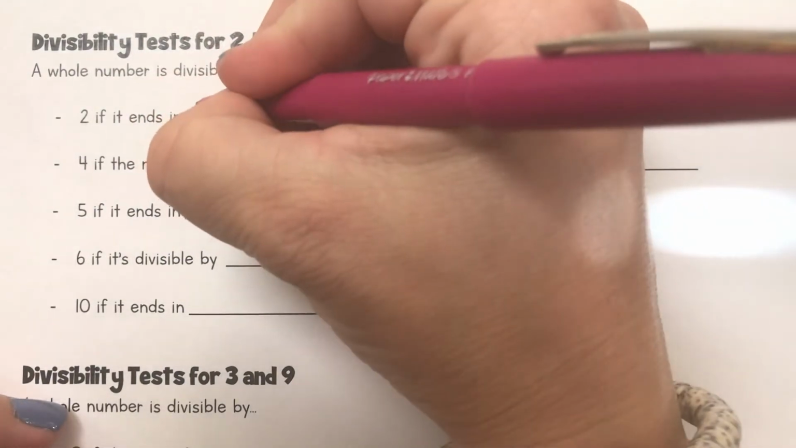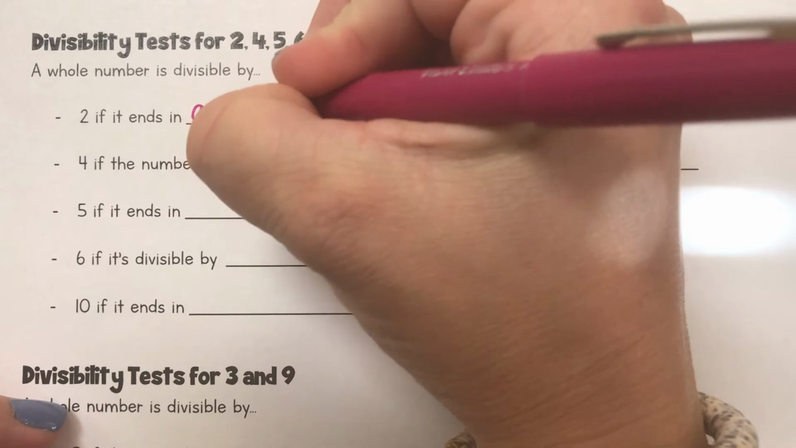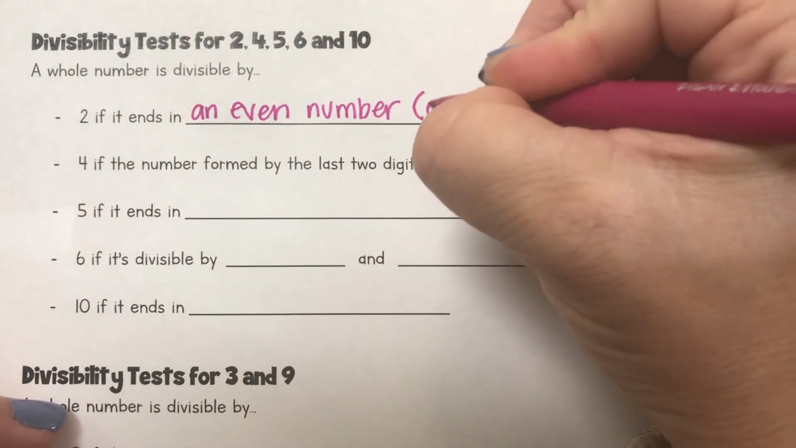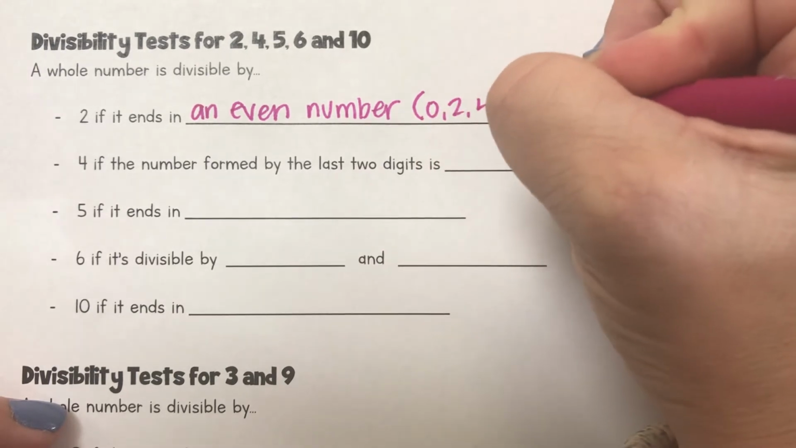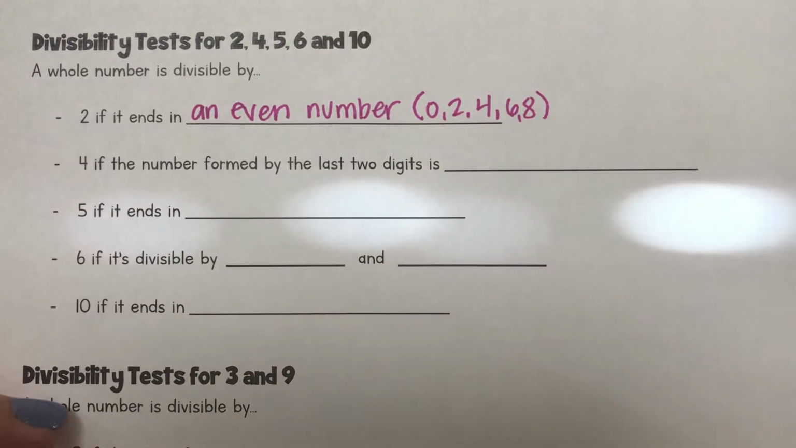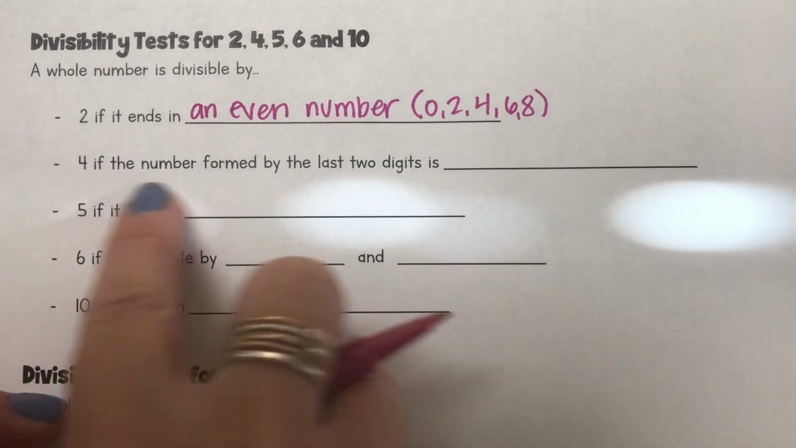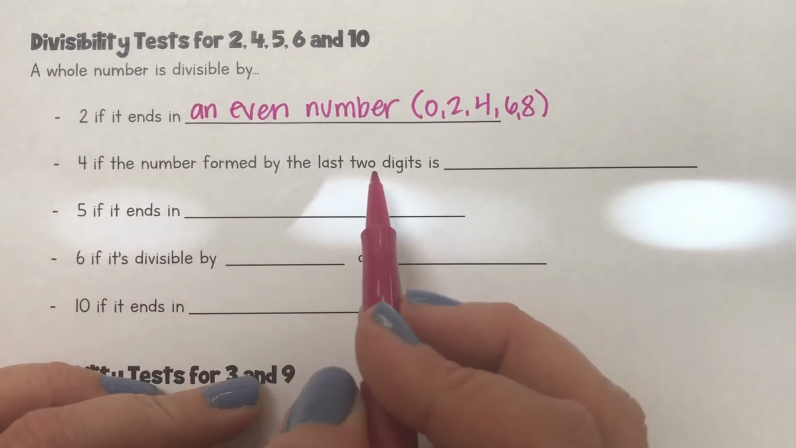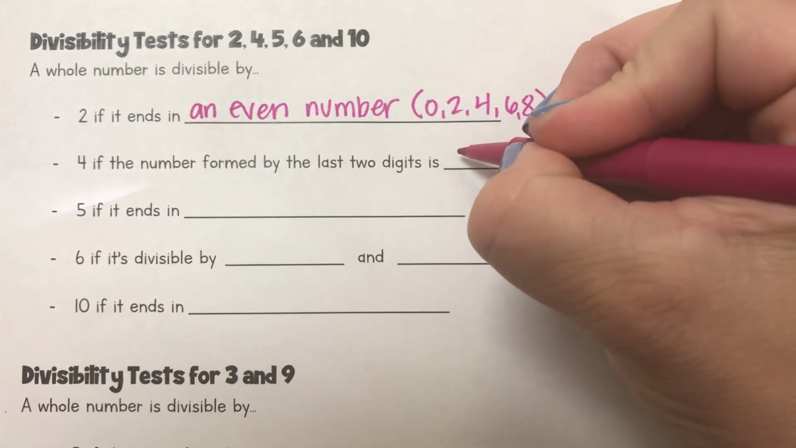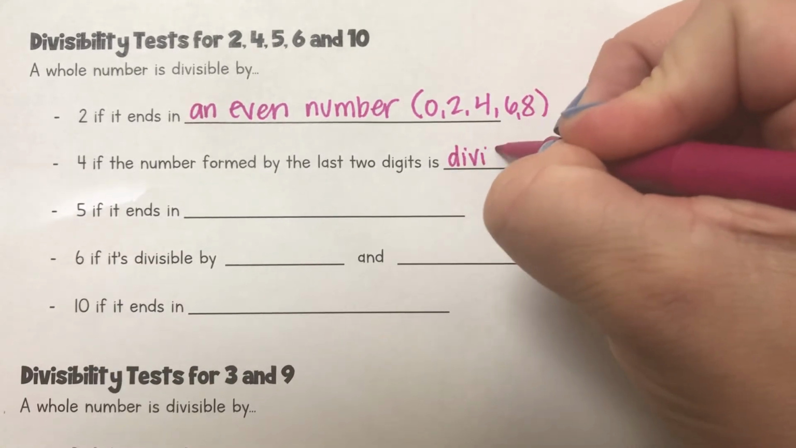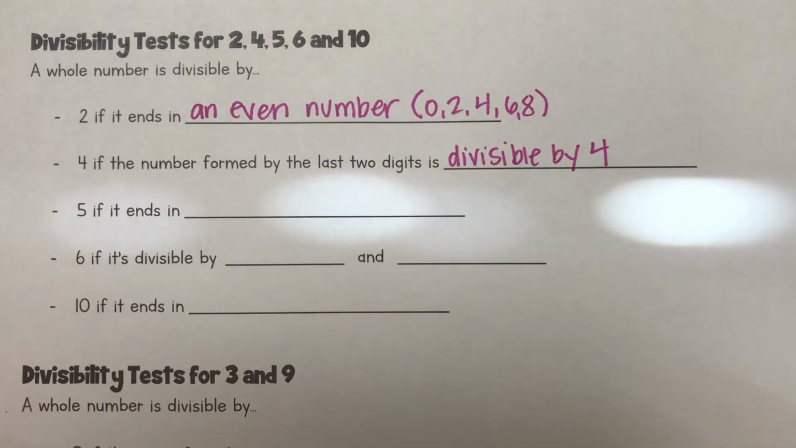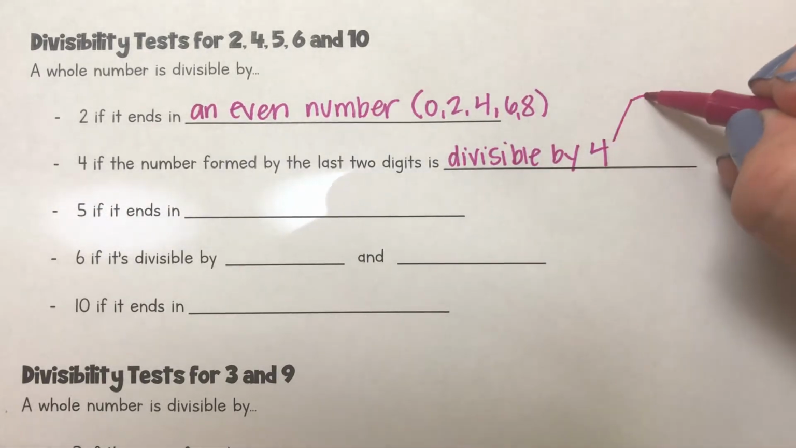It's going to end in an even number, right? If it ends in 0, 2, 4, 6, or 8, then you know that that number is divisible by 2 because it's even. The way that we tell if a number is divisible by 4 is if the number formed by the last 2 digits is divisible by 4. I think this is the hardest rule.